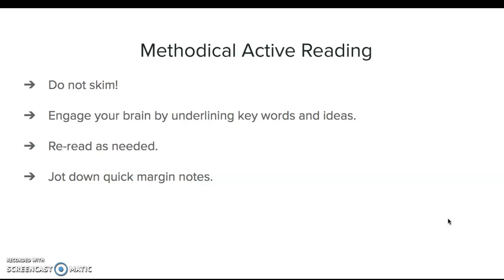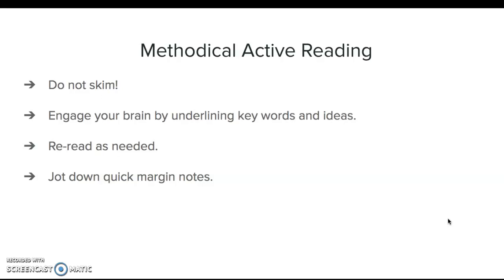And I know that's hard when it comes to testing situations, but you really have to take the time to understand what you're reading. Otherwise, you risk completely writing a wrong response or answering all the multiple choice questions inaccurately because you've misunderstood the passage. So make sure, as hard as it might be for some of you, be active readers and take your time. Engage your brain, underline those keywords, those key ideas.